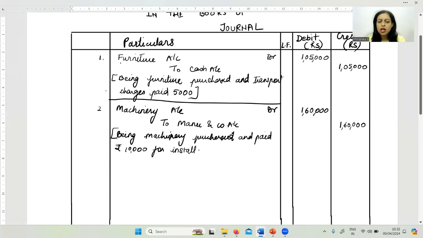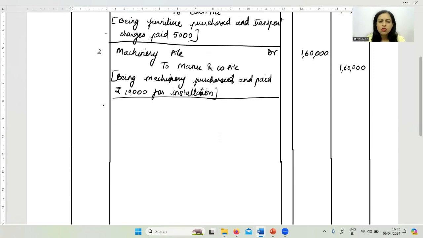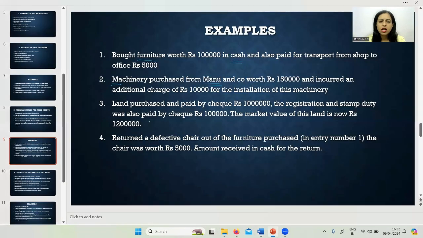So this is how an asset value will be recorded at cost, and cost will include everything up to the machine or that particular asset, whatever it is being put to use. The third transaction, which is given in the examples, let's see what that is.